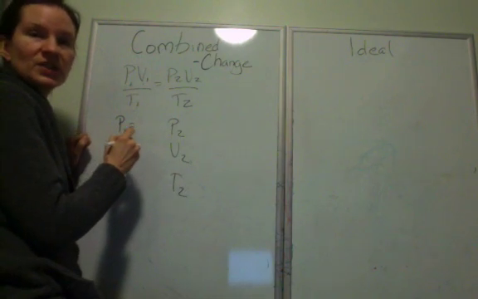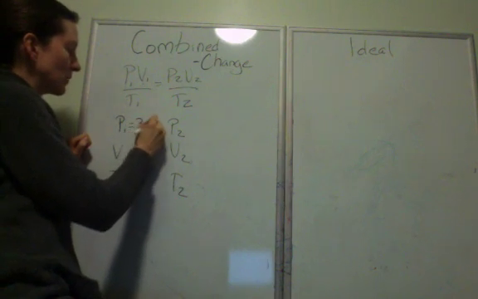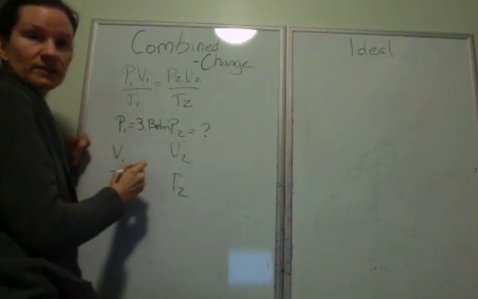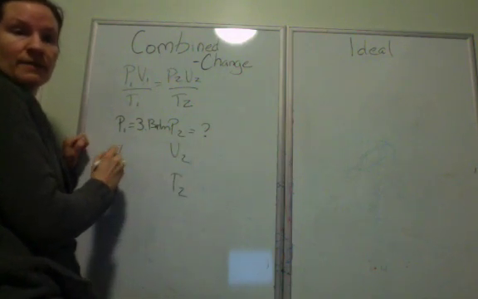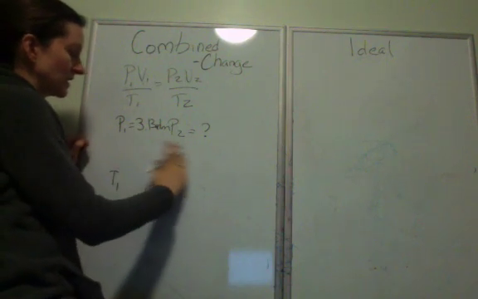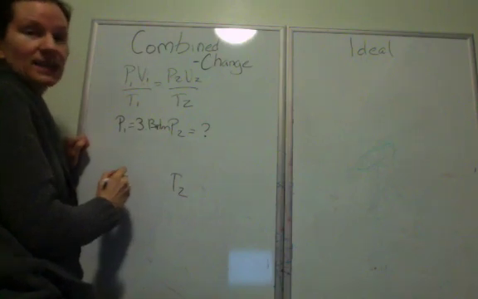I read the problem and I just start assigning. So the pressure initially is 3.13 atm, and the question is, what's the pressure after? The volume information isn't given, so I can just erase it because it's not one I need to worry about. If it's not identified, it means that it's constant.